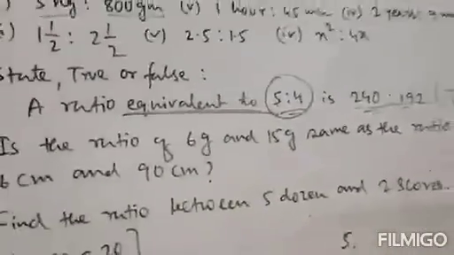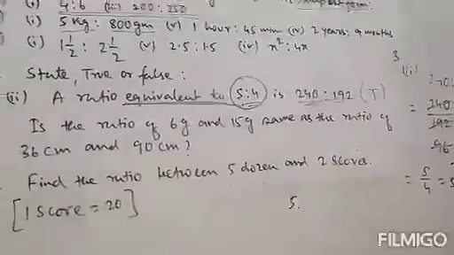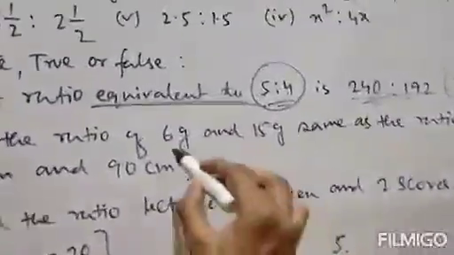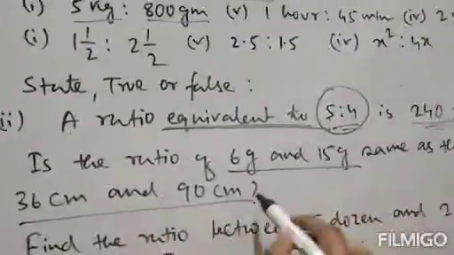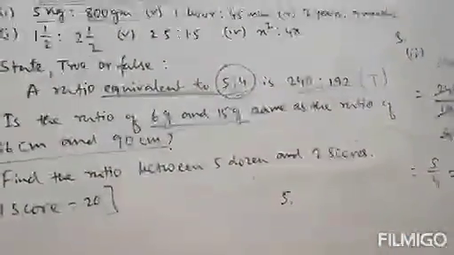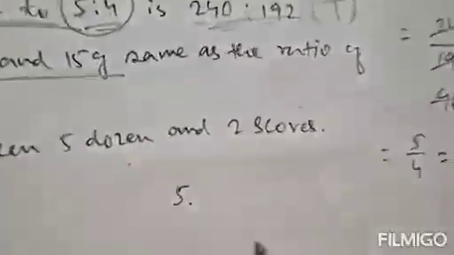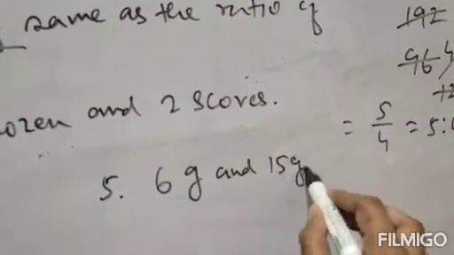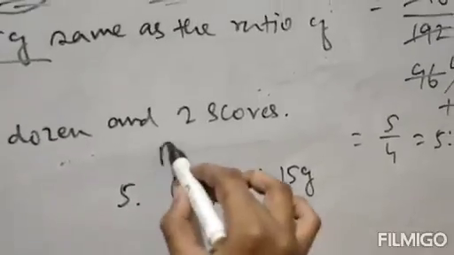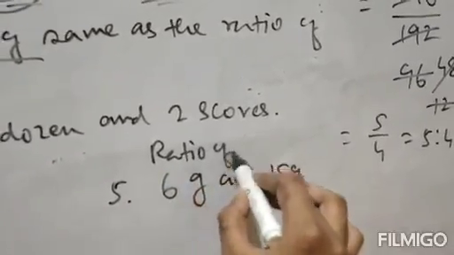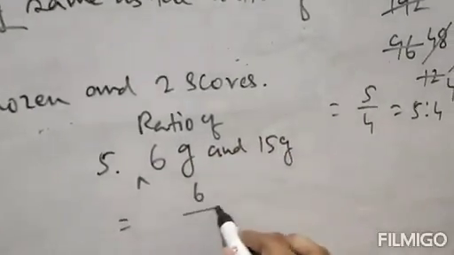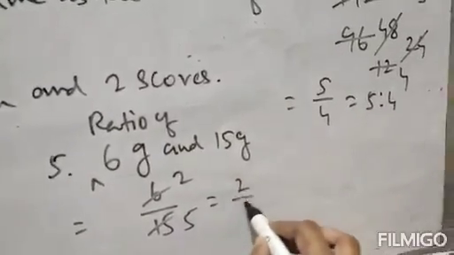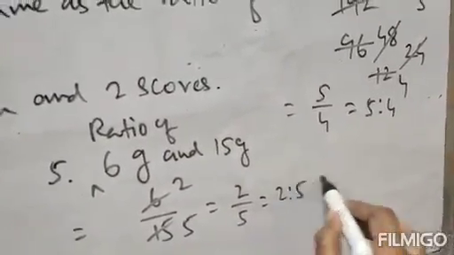Next, question number 5. Question number 5 says, is the ratio of 6 gram and 15 gram same as the ratio of 36 centimeter and 90 centimeter? That means just find the ratio of this and the ratio of this and check whether both the ratios are same or not. So the ratio of 6 gram and 15 gram is equal to 6 by 15. Reduce it by 3. 3 2s are 6, 3 5s are 15. 2 by 5, so its simplest form is 2:5.